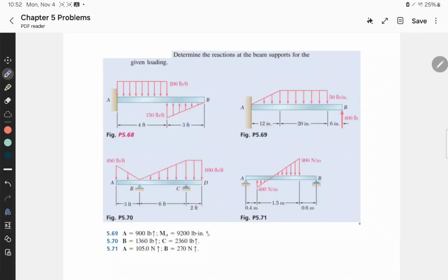But yeah. And oh, I forgot to explain this part. For this one, you're gonna do basically the area under this. So it's 200 pounds per feet. There's 4 feet, so you're gonna do 200 times 4. That's for the rectangular ones. And if there's these triangular ones, it's like 1/2 base times height. So that's gonna be 1/2 of 150 times 3.